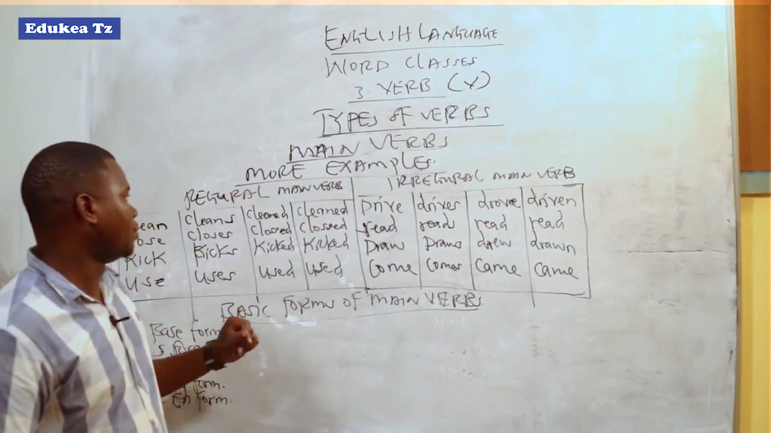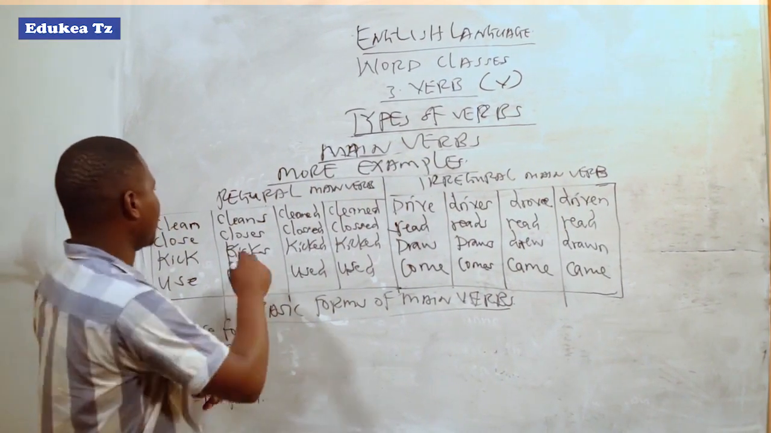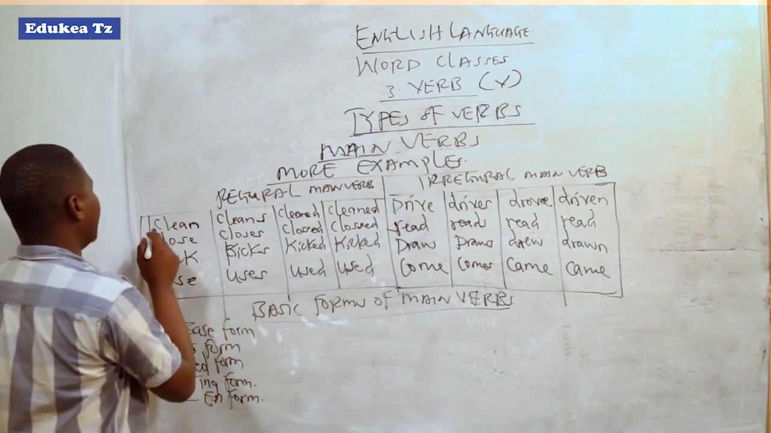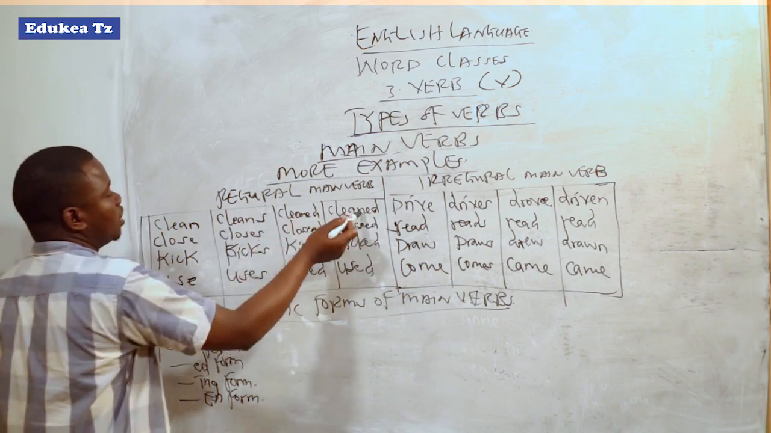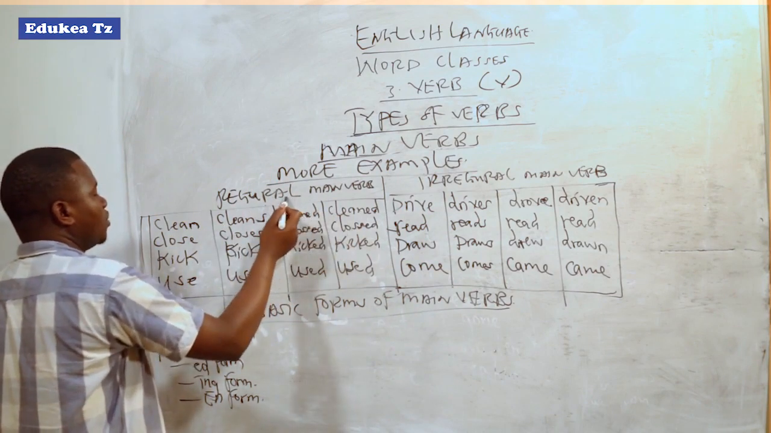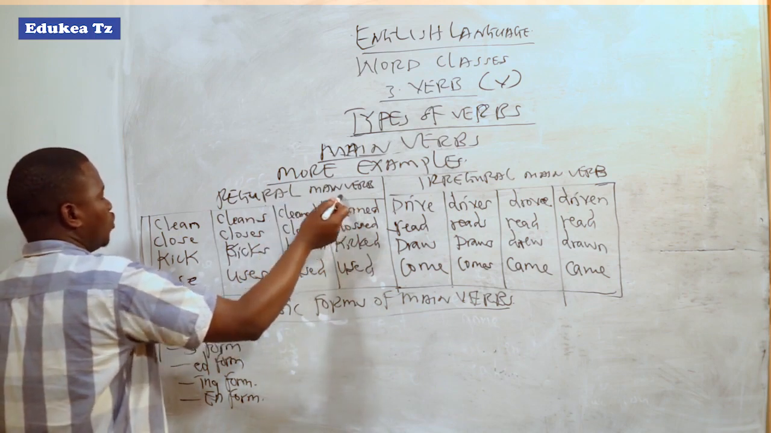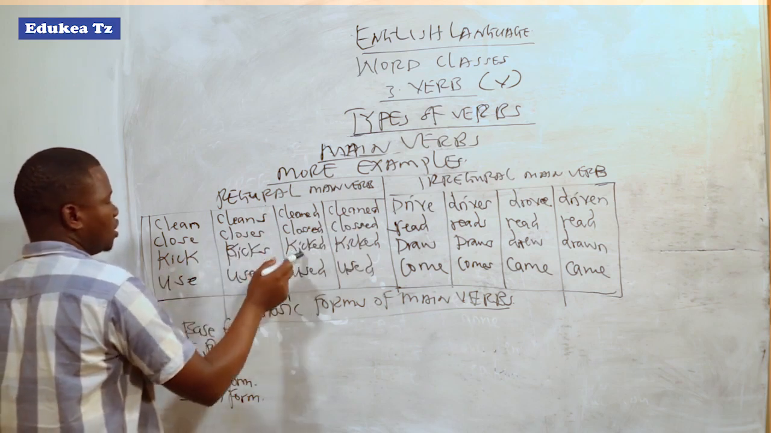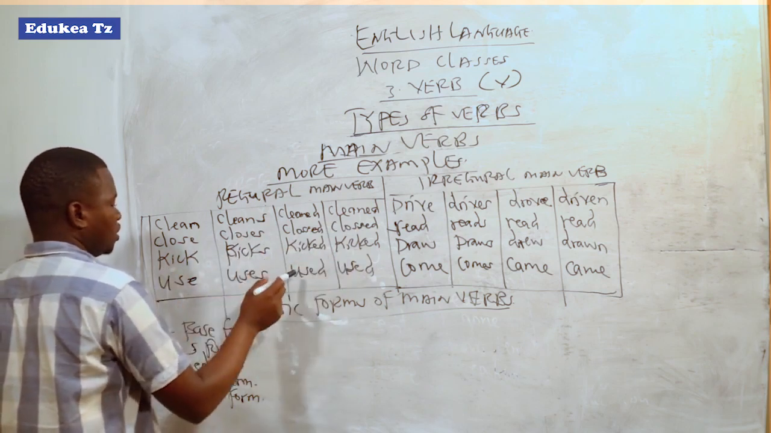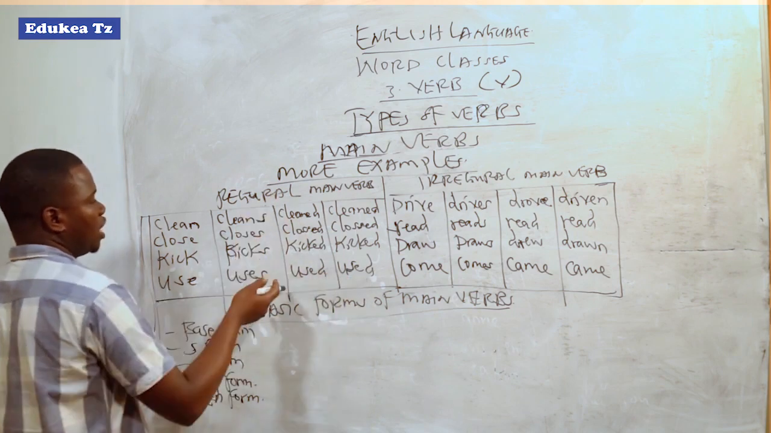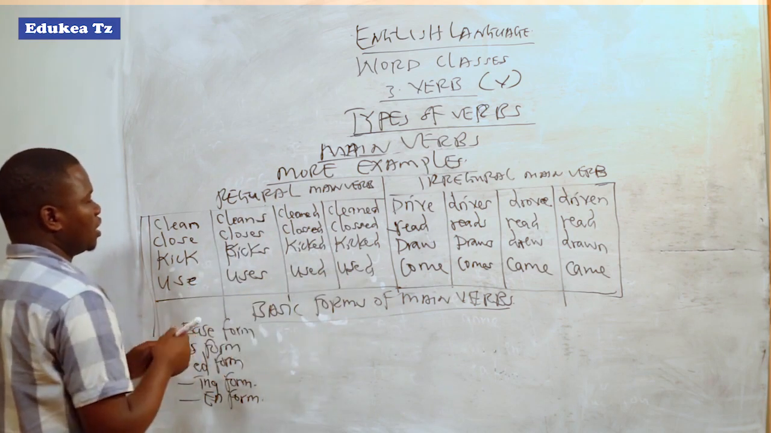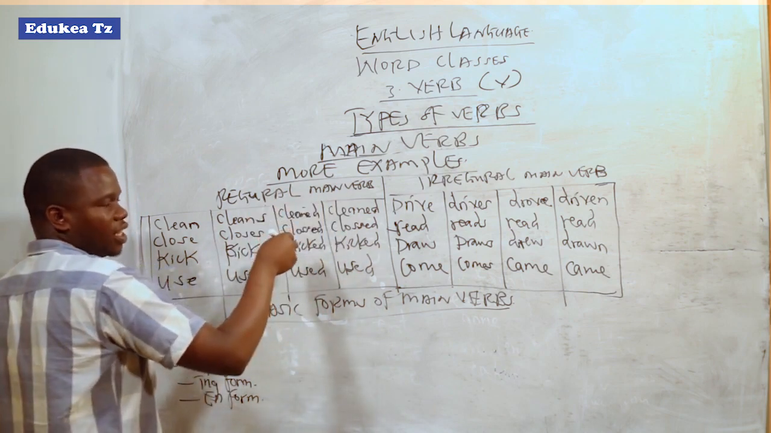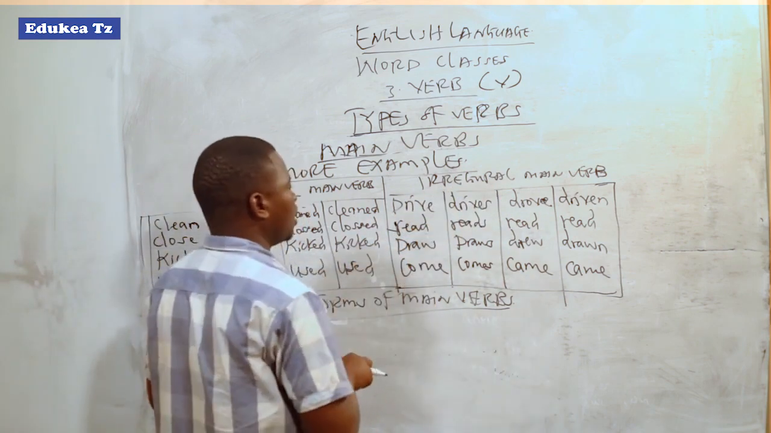Let us now see more examples of main verbs. Here we have regular main verbs as well as irregular main verbs. In regular we have words like clean, cleans, cleaned, cleaned. That is to say, this is ed form and this is en form. Close, closes, closed, closed. Kick, kicks, kicked, kicked. Use, uses, used, used. So these are regular main verbs, and we can see that in these two forms the words retained ed, different from these irregular main verbs.